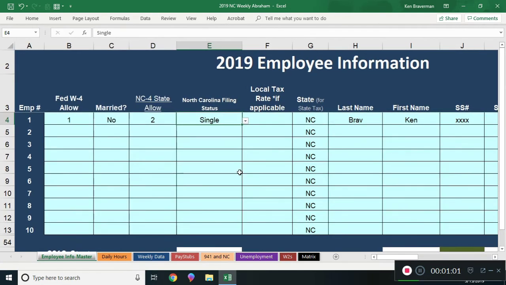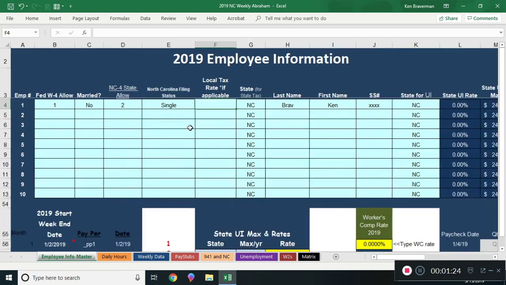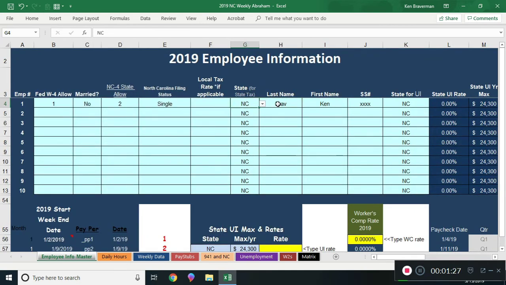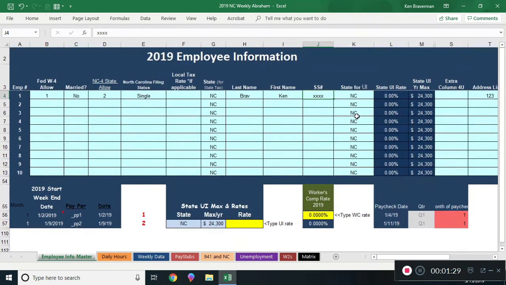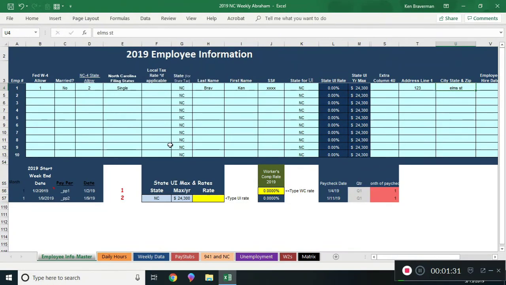You also need to figure out what their North Carolina filing status is, because it has something to do with how much you're going to be able to withhold from their check and what kind of allowance or deduction they're going to get. Head of household is the only one that's a little bigger than all the other ones. So single, married, and surviving spouse all have the same deduction amount. So just know that. You can put information like the state, the name, and the address over here as well.